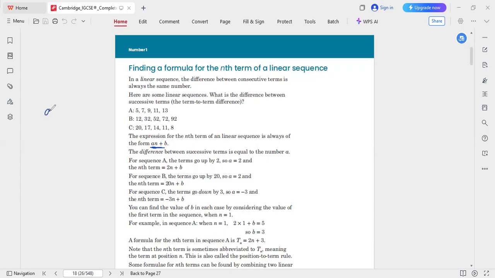This is the way to write down the nth term: an plus b. In the place of a, there can be any number, either positive or negative, and in the place of b as well, there can be any number. But n represents the number of the term, so n will be 1, 2, 3, 4, and so on: first term, second term, third term, fourth term. So this is the general way of writing the nth term of a linear sequence, an plus b. So let's go on with this.